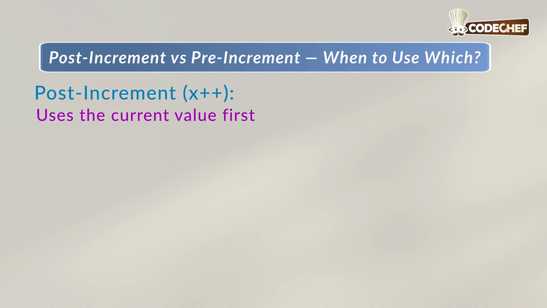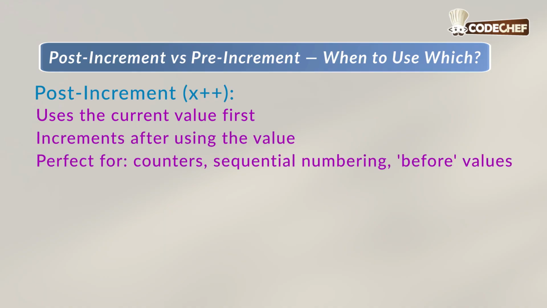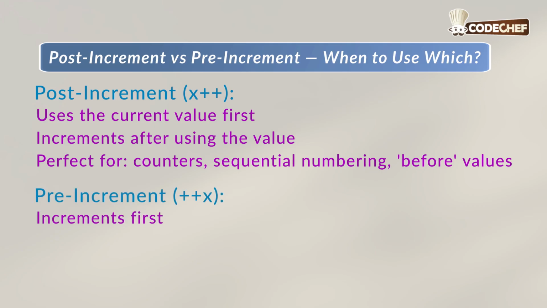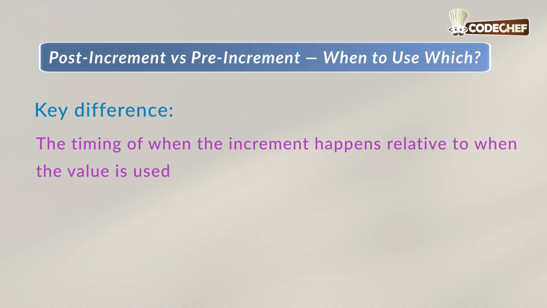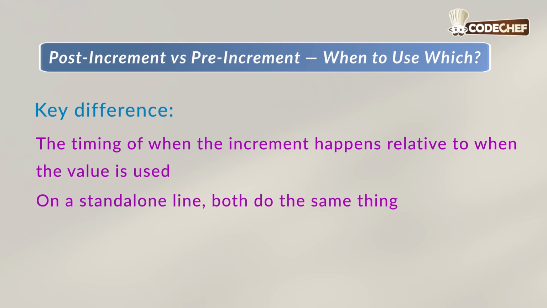Post-increment uses the current value first, increments after using the value, and is perfect for counters, sequential numbering, and before values. Pre-increment increments first, uses the new value, and is perfect for immediate updates and level ups. The difference is the timing of when the increment happens relative to when the value is used. On a standalone line, both do the same thing, and in an expression, the timing matters.